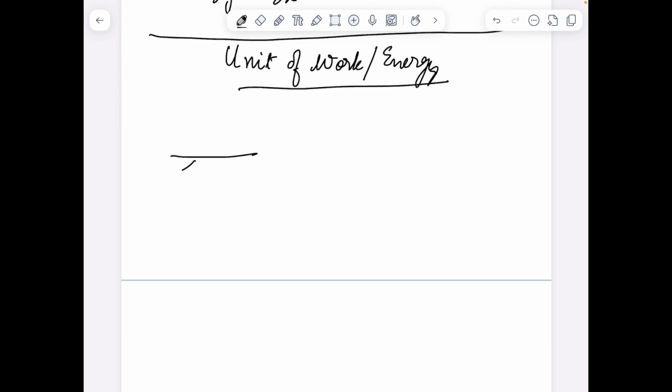Okay, let's also briefly discuss the unit of energy, which is the same as the unit of work. So if a force F acts on an object such that it causes a displacement of 1 meter and the force itself is 1 Newton, we say that 1 joule is the amount of work performed by the force.